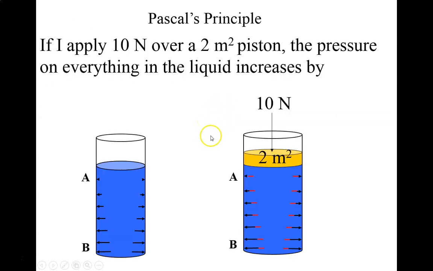And what I mean is, this piston, I really should have a better image for this, but if I apply 10 newtons over a 2 square meter piston, then the pressure everywhere goes up by how much? 10 newtons over 2 meters squared, that's the area of my piston. So force divided by area gives me 5, so the pressure everywhere goes up by 5 pascals.